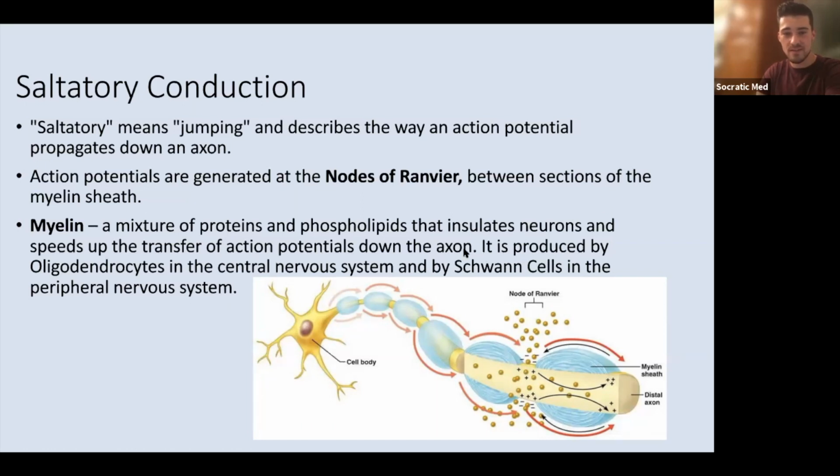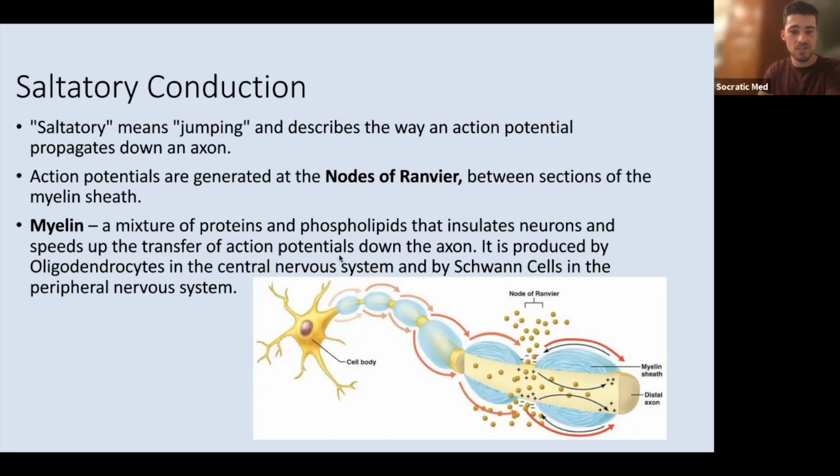So basically, it's pretty self-explanatory. Saltatory conduction is just the charge jumping from node to node to node. It's just more efficient that way. It uses less ATP because we're not continuously going down the axon trying to repolarize and depolarize and repolarize at every single point. It just jumps from node to node, and it actually speeds up the process and makes it more energy efficient. It also insulates from any background noise, any unwanted input from surrounding neurons.